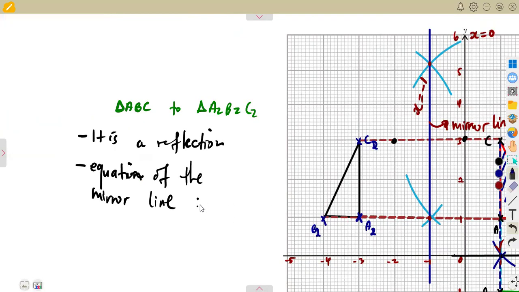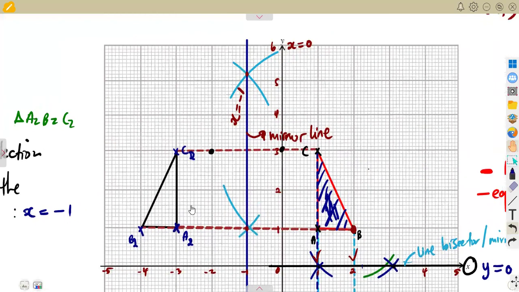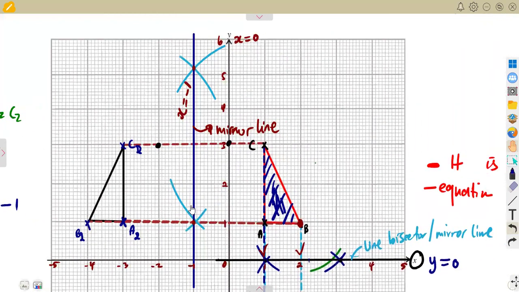X is equal to what? X is equal to minus 1. That's why I was saying, please do revise your algebraic graphs. We are not supposed to talk about the equation of the line in this class. We are supposed to talk about how to transform this to another point, this to another point.